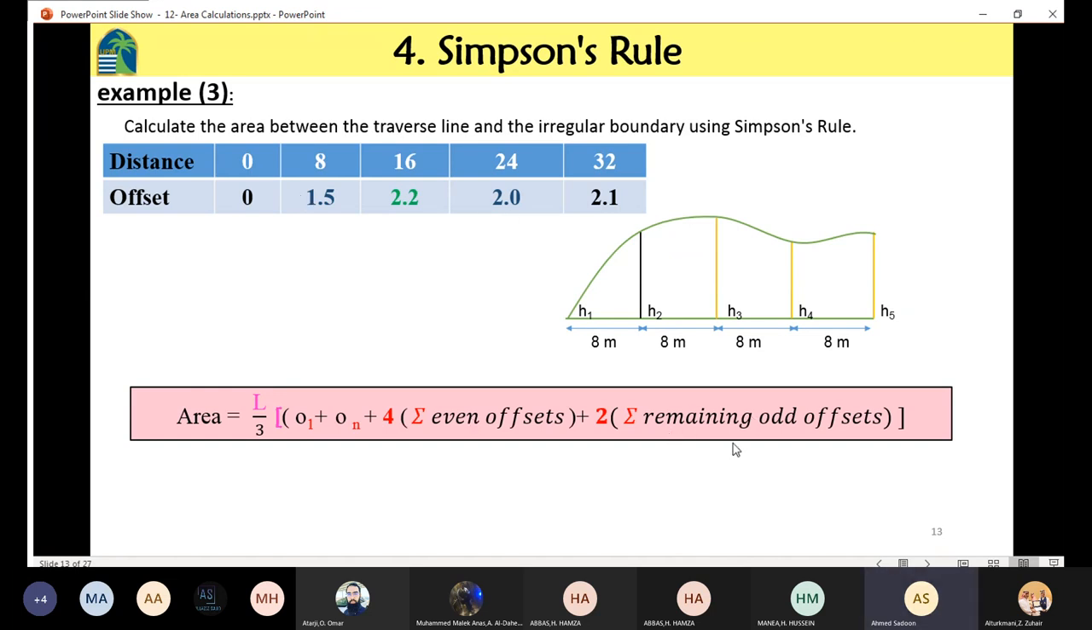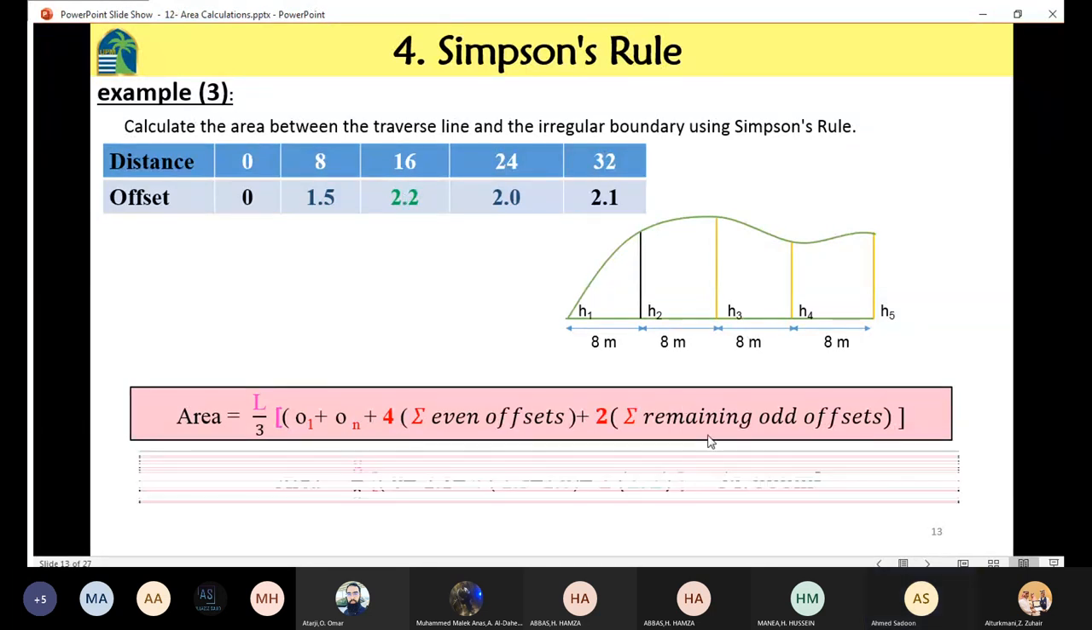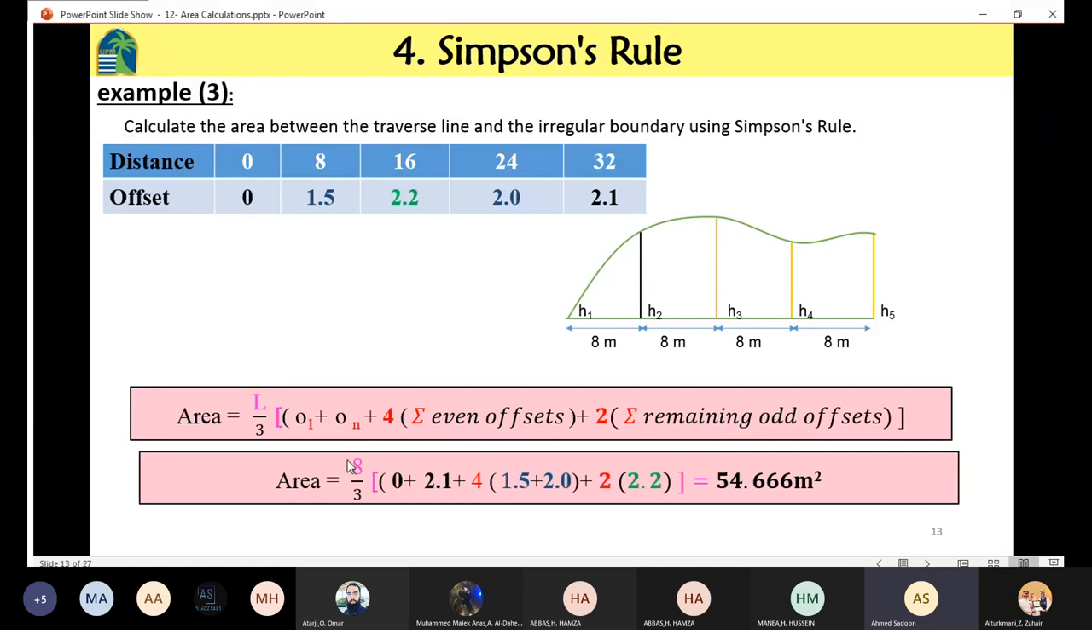Then here we have the remaining odd offsets. How many odd offsets do we have? We have 1, 3, and 5. But here it says remaining odds, which means I'm going to exclude the first and the last because I already used them here. So I have only the third offset, which is 2.2.